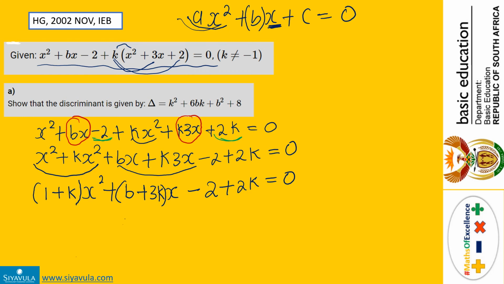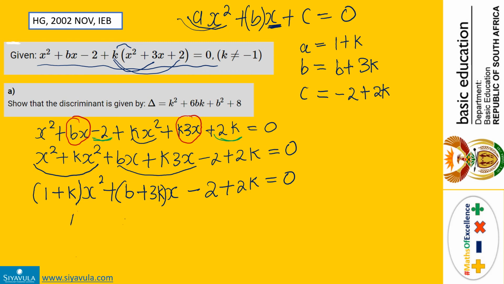Great. Now you have written your quadratic equation in that standard form. Then you can now check your value for a, b, and c. A is the coefficient of x squared, the number behind x squared, which is 1 plus k, right? Good. So our b is the coefficient of x, which we can see is b plus 3k, right? Our c is our constant, which is minus 2 plus 2k, right? So now we can calculate delta.